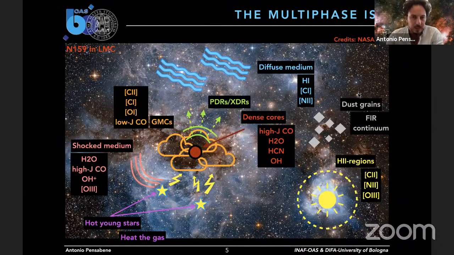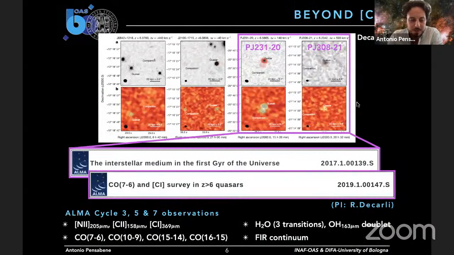If you want to study the interstellar medium, we first have to keep in mind that the ISM is a very complex environment exposed to a variety of physical conditions. Therefore, we need to target a key suite of diagnostics associated with different phases of the ISM in order to dissect the properties of such complex environments. For these reasons, I started from already collected ALMA cycle 3, 5, and 7 observations targeting 11 main emission diagnostics, including N+, C+, C1, multiple CO lines, H2O transitions, the OH doublet, and of course, far infrared continuum.